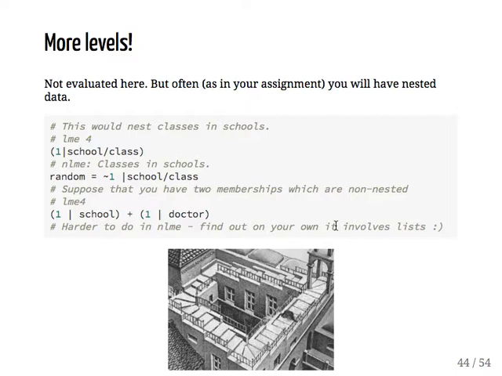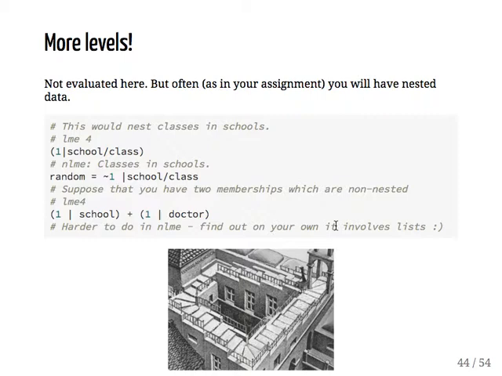So often you'll have data nested in further levels. So for example, you might have kids in classes in schools, yeah? And so each of those levels could contribute to their grades. So in this case, we would have classes nested in schools, and we use this type of dash. And this is how we write it in nlme.